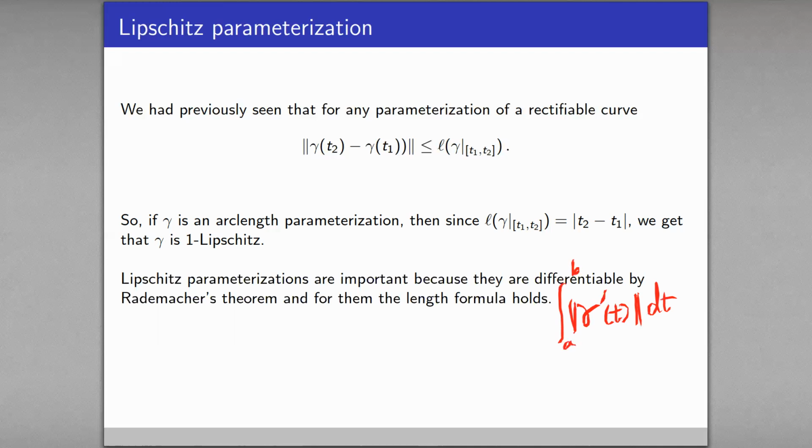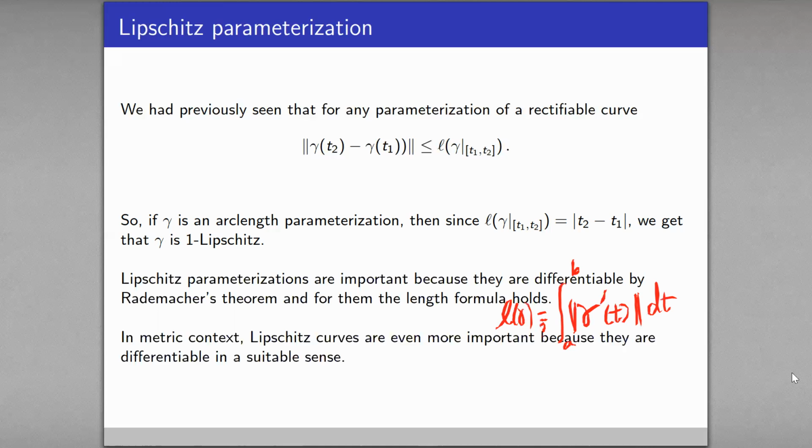And then you can ask, is this equal to the length of gamma? We will see that for Lipschitz curves, it is true. But also in the metric context, Lipschitz curves are very important because those are the curves for which a notion of derivative exists, the so-called metric derivative.